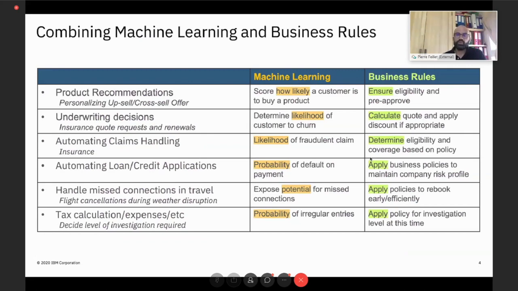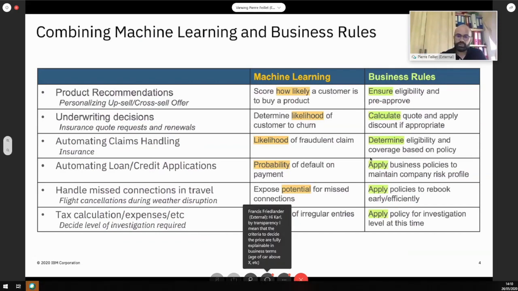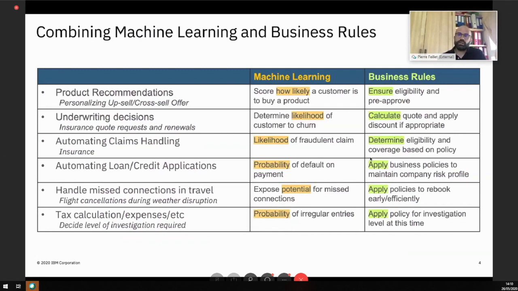So usually when you have to respect these regulations, there is a drawback if you are not in this compliance when you do your business. So the business rules are used for this eligibility to implement business policies for booking, investigation level, and so on. I go quick on that.